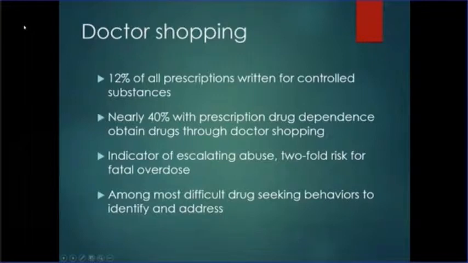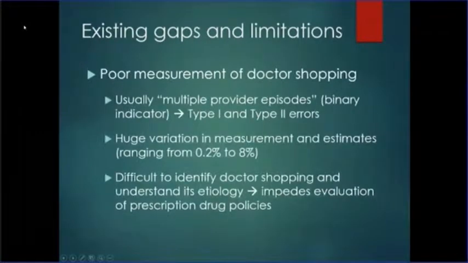But it's very difficult to identify because the measurement is really poor. So typically the way that it's measured is through something called multiple provider episodes. And so this is just a binary indicator, which right away we know is probably not going to be the most effective way to measure something. And so typically what this means is it will be that they saw 4 or more providers, for example, in a given period of time, and they got prescription drugs from those different providers. And so this creates a lot of type 1 and type 2 errors, right?